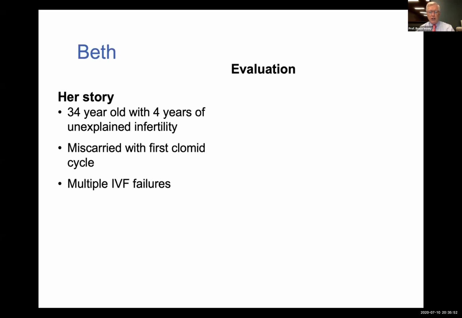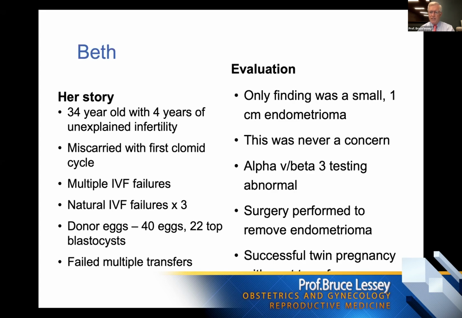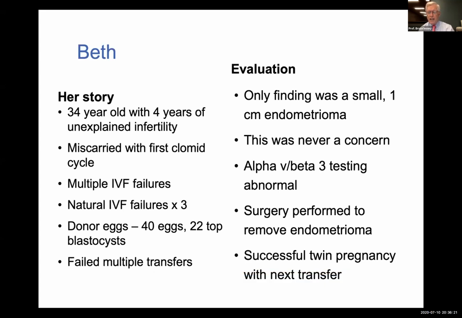So she went to San Diego and got a donor egg. And she had 40 eggs from this donor, got 22 top blastocysts, and then failed, I think, 2 or 3 more cycles with those normal donor embryos. Now this woman had a small endometrioma, but it did not concern her doctors. She had already spent $100,000 at this point. The patient also had an AMH that was very low, and she had resorted to donor eggs. So operating on this endometrioma was really not going to harm her uterine or ovarian reserve.